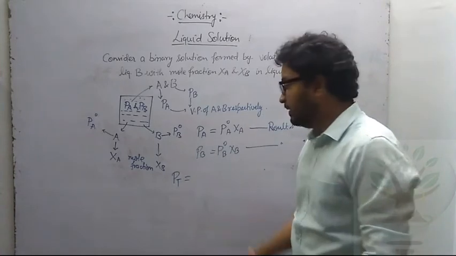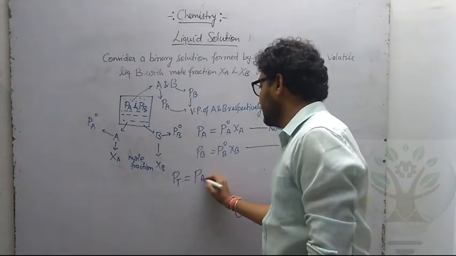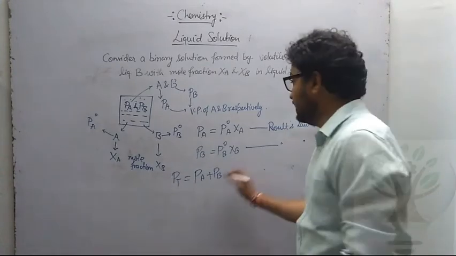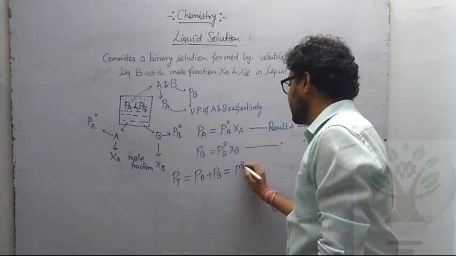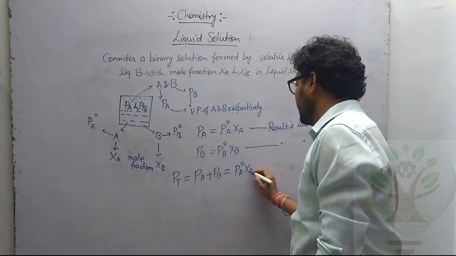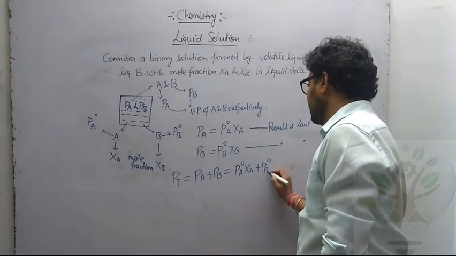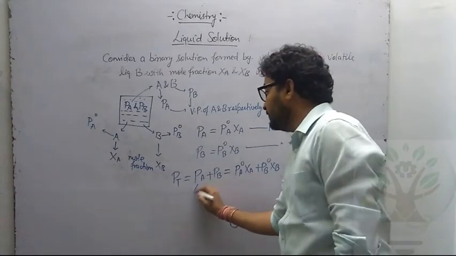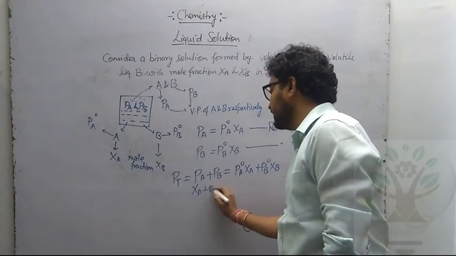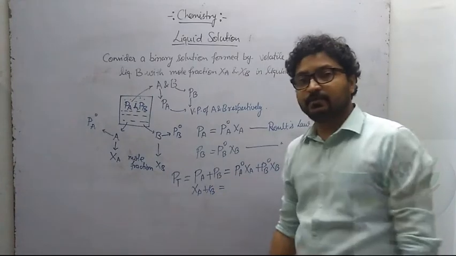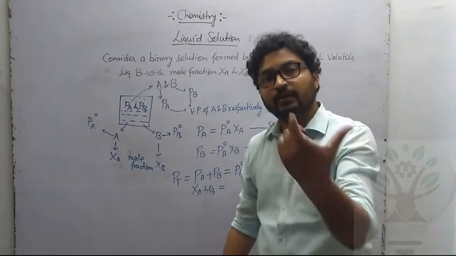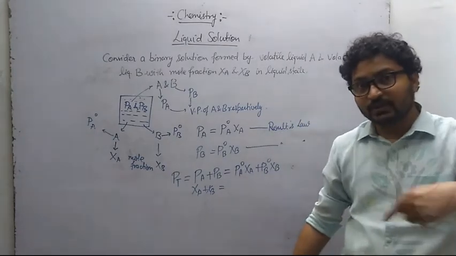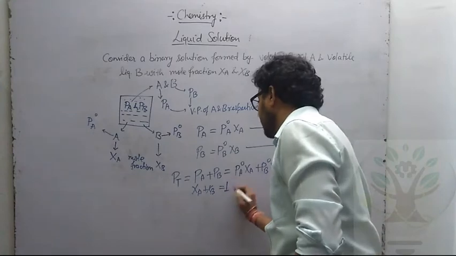Now, what will be the total vapor pressure? Total vapor pressure PT will be equal to PA plus PB. How much will it come as? It will come as P naught A into XA plus P naught B into XB. Now, I hope you know XA plus XB, the sum of mole fractions of your substances. How much will it be? The summation of mole fractions is 1. So XA plus XB equals 1.